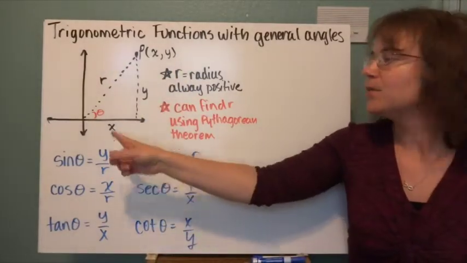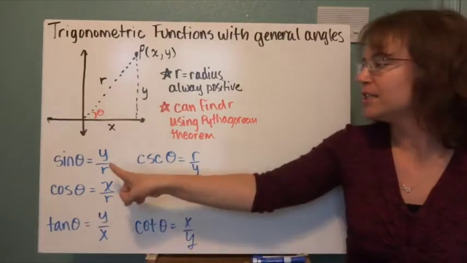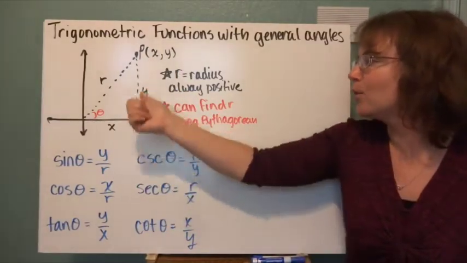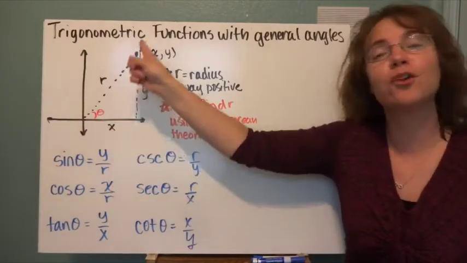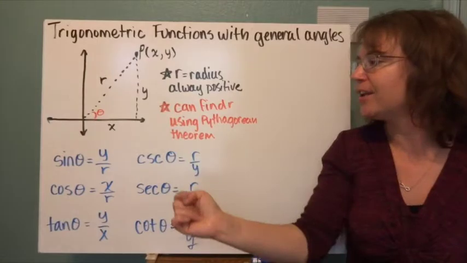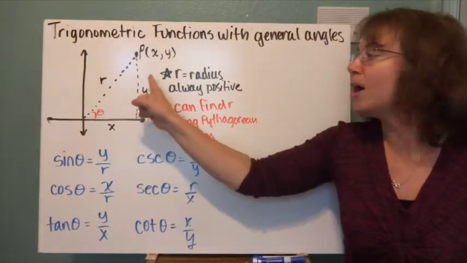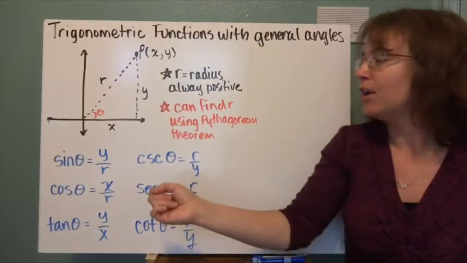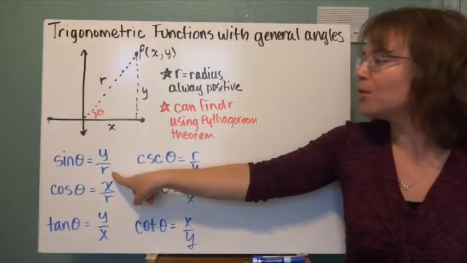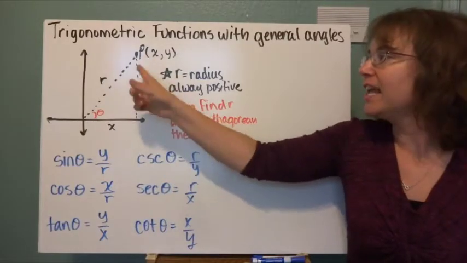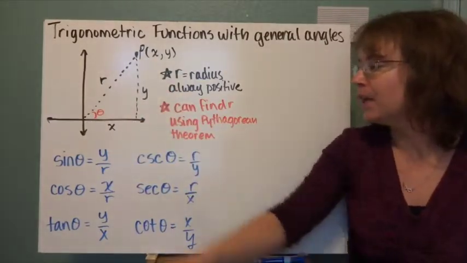When we look at this, we can define our trigonometric functions in accordance with our y coordinate, our x coordinate, and our radius. So if we look at that and how it relates to this triangle, sine of theta is the opposite, y, over the hypotenuse, r. In our unit circle, r was 1, so sine theta equaled y. This is not the case if our radius isn't 1.